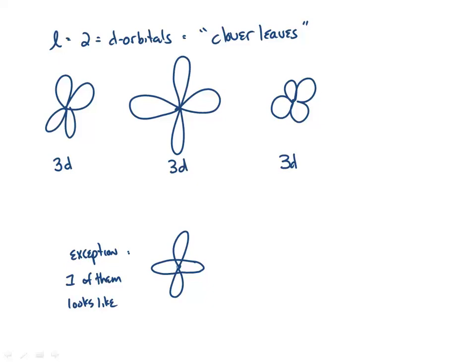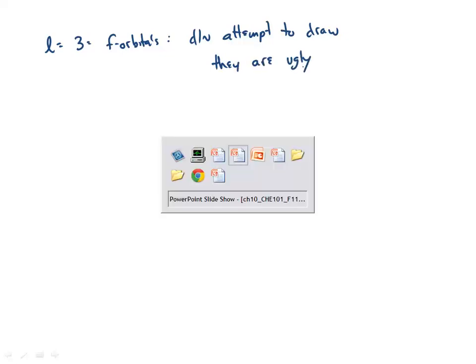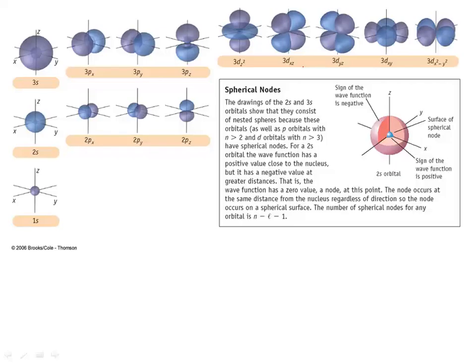I mean, there kind of is. When we get to the next quantum number, we'll talk about it. Now, we said that L equals 3 is f orbitals. Do not attempt to draw these. They are ugly. So on the handouts I give you, and certainly in your book, I think they show you some f orbitals. So here you can see on the overhead the pictures.